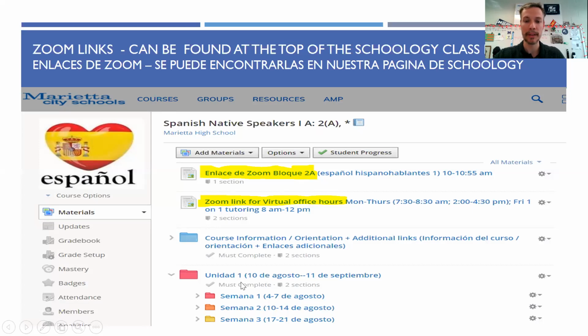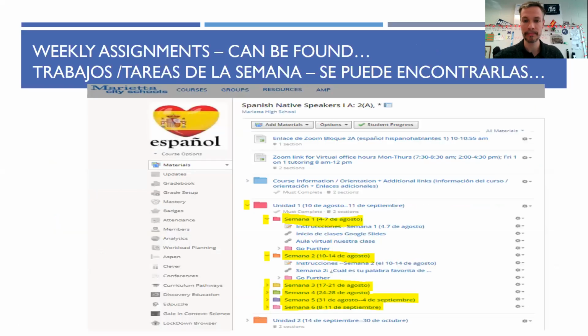And then the class is divided into 6 units. Each semester, we will do 3 units, and within each unit, we have 6 weeks. For instance, students can find their weekly assignments if they enter Unit 1, so that will be the first 6 weeks of school. And then within Unit 1, Semana Uno, then Semana Dos, and so forth. This is where students can find assignments and explanations of what we're doing for the week.